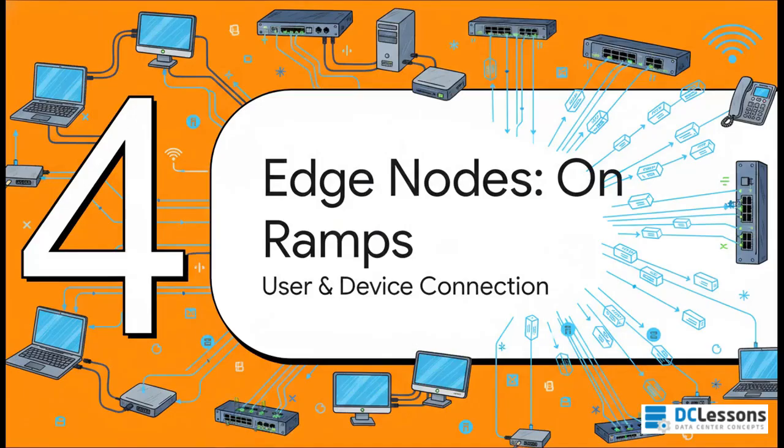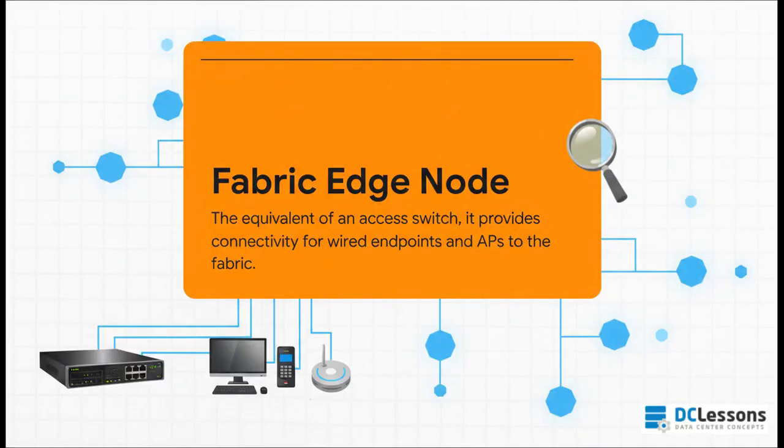That's it. All right, let's get to where the real action happens, the edge nodes. These are the on-ramps for all of your wired users and devices, connecting them directly into the intelligence of the fabric. In a traditional network, you just call this an access switch and be done with it. But in SD-Access, oh man, the edge node is so much more than that.